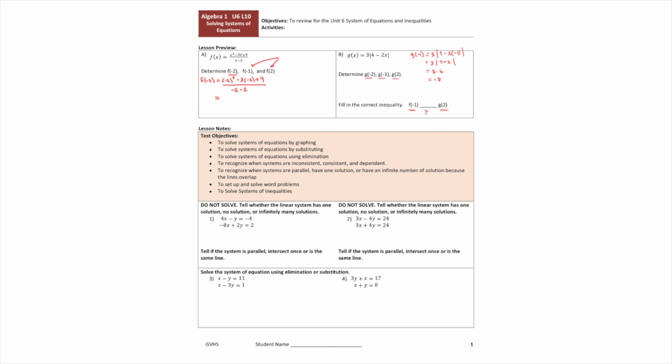Is it greater than or equal to? Is it less than or equal to? Is it just greater than? Is it just less than? Fill in the correct inequality.